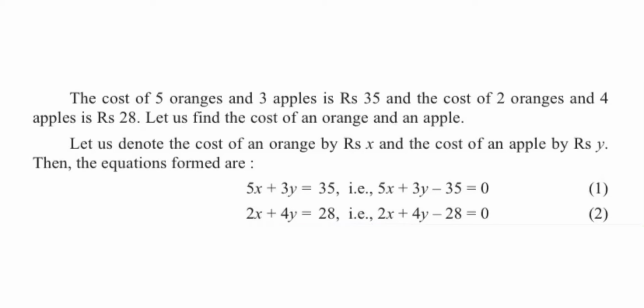The cost of an orange is x. So, the cost of 5 oranges will be 5x. Cost of an apple is y. So, the cost of 3 apples will be 3y. Now, the total cost of 5 oranges and 3 apples is 35. So, 5x plus 3y is equal to 35, which is our first equation. Similarly, the cost of 2 oranges and 4 apples is rupees 28 in the second case. So, 2x plus 4y is equal to 28, which is our second equation.